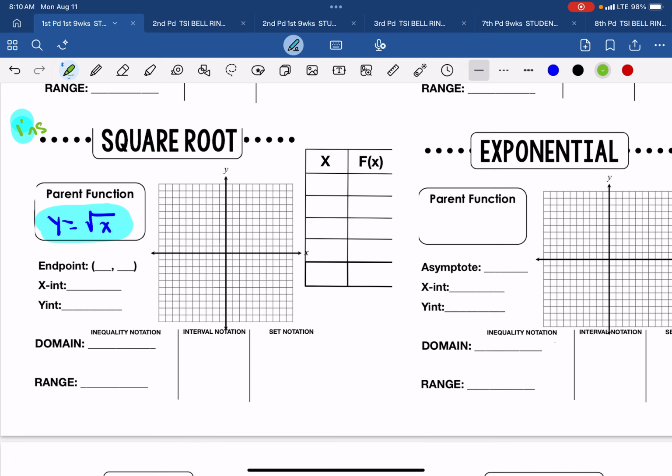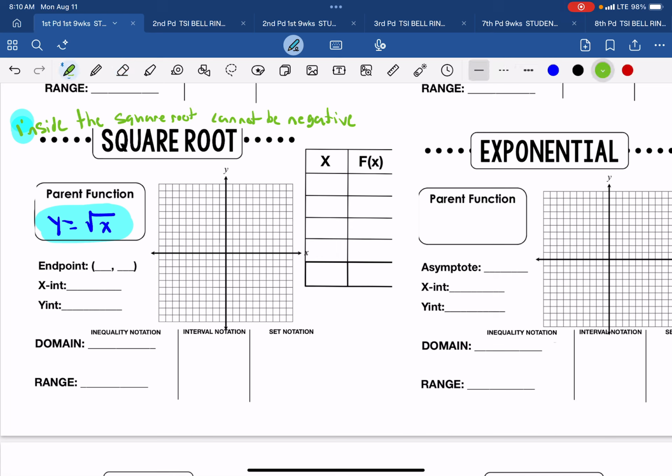Inside the square root cannot be negative. Yeah. We have an issue inside the square root if it's negative.